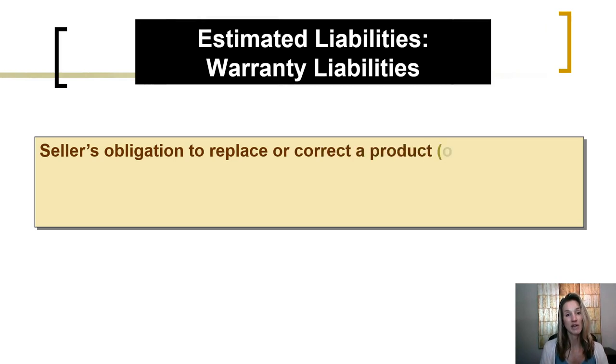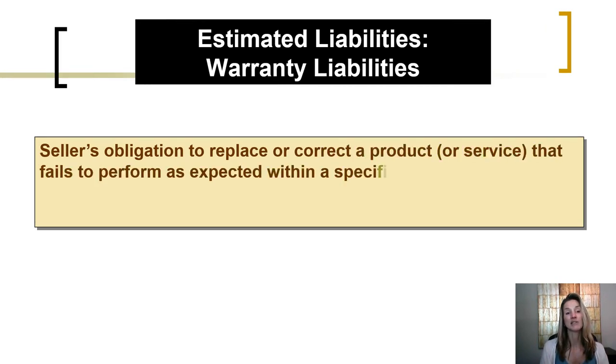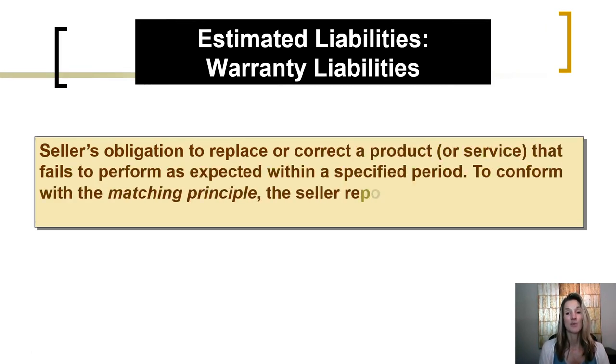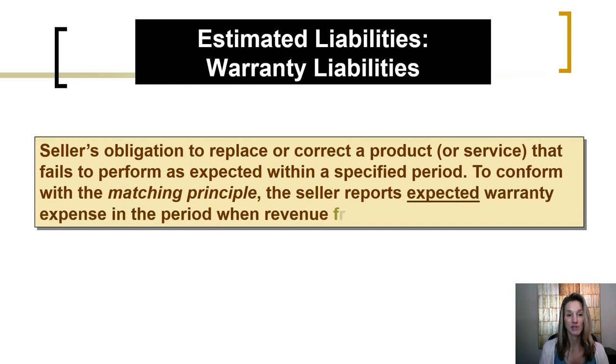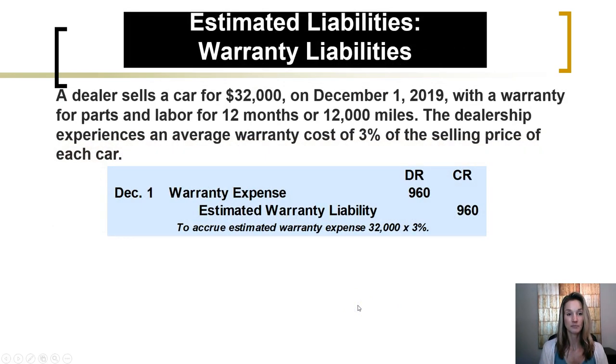Warranty liabilities are another one. A warranty is the seller's obligation to replace or correct a product or service that fails to perform as expected within a specified period. To conform with the matching principle, the seller reports the expected warranty expense in the period when the revenue from the sale is reported.